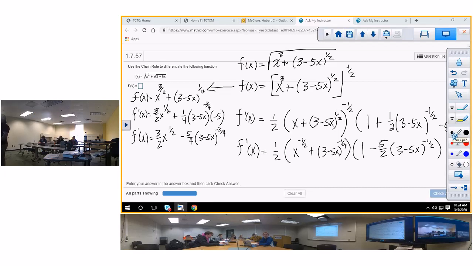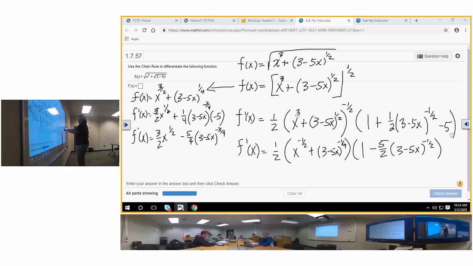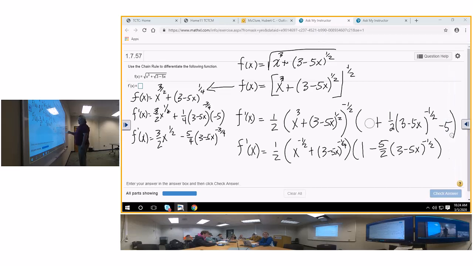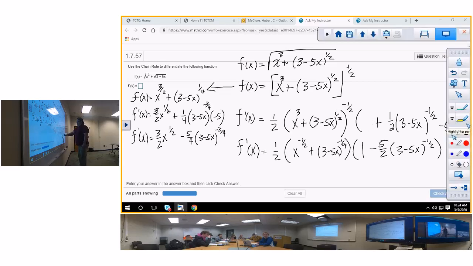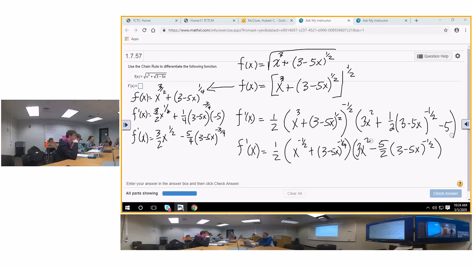So that's to the 1/2. So that'd be 1/2 x to the third plus 3 minus to the negative 1/2 times 3x. Now, does that make that better? 3x squared? Does that take that out? 3x squared and 3x squared. Does that make that better? I think I should have just skipped it.